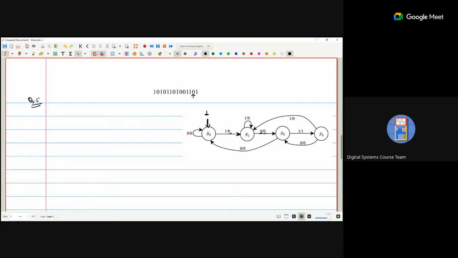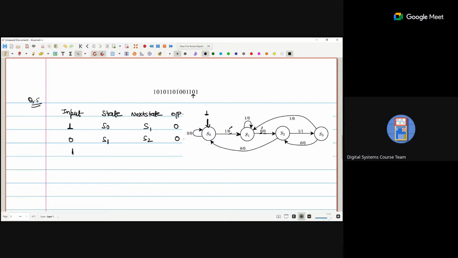Okay, so I just mentioned the input, state, and output. First input is 1, the state is S0, next state and output. So when input 1 is coming, next state is S1 and output is 0. Okay, second input is 0. Now present state is S1, input is 0, next state is S2 and output is again 0.